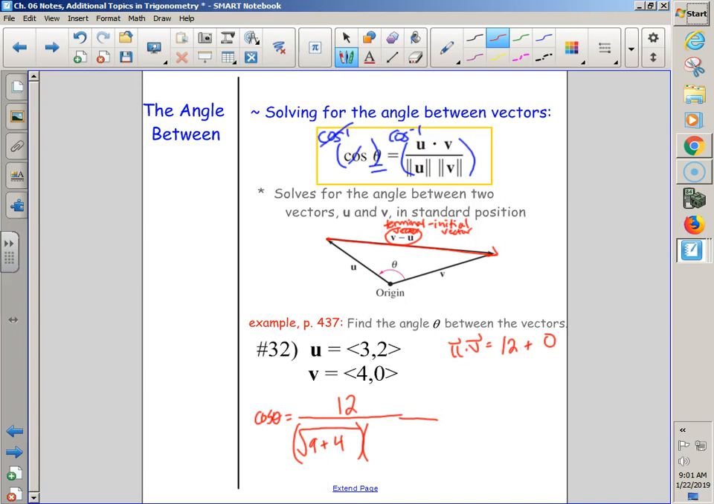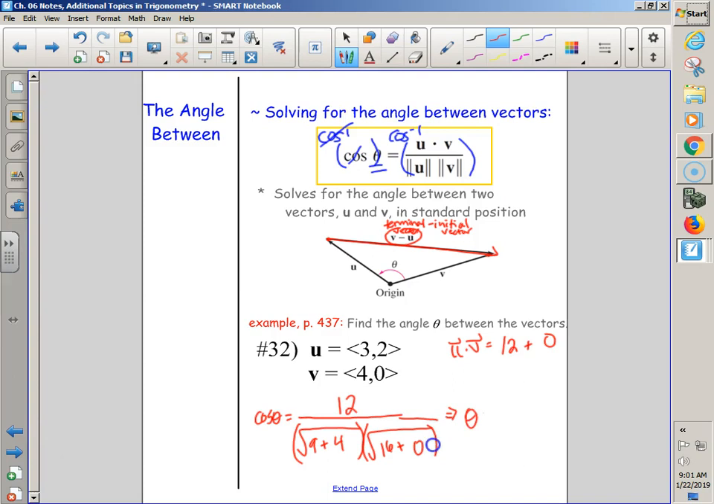So then what's going to be my square root for v? Good, 4 squared is 16 plus 0 squared is 0. So remember, magnitudes are found in the middle of section 6.3 by doing the square root of a squared plus b squared. So 3 squared is 9, 2 squared is 4. That's for vector u. And then a squared plus b squared for v: 4 squared is 16, 0 squared is 0.